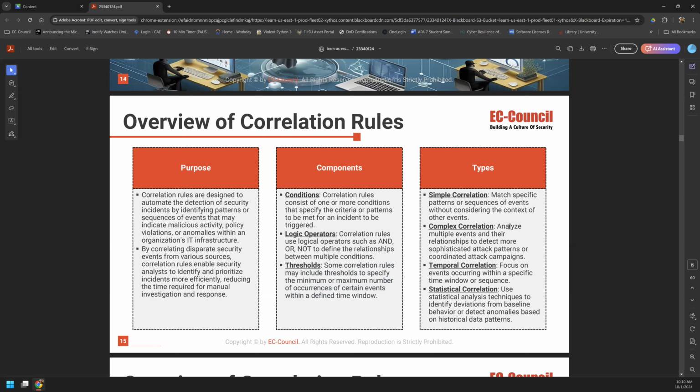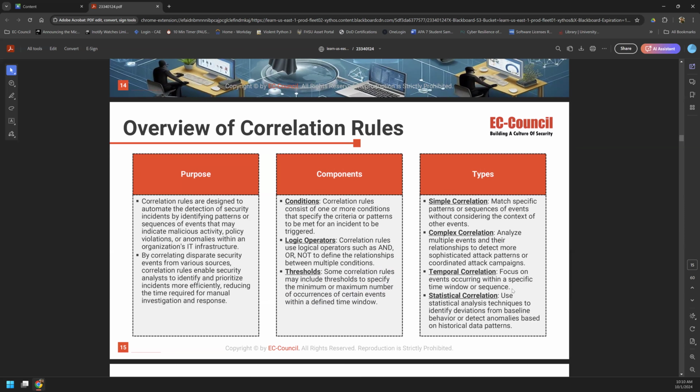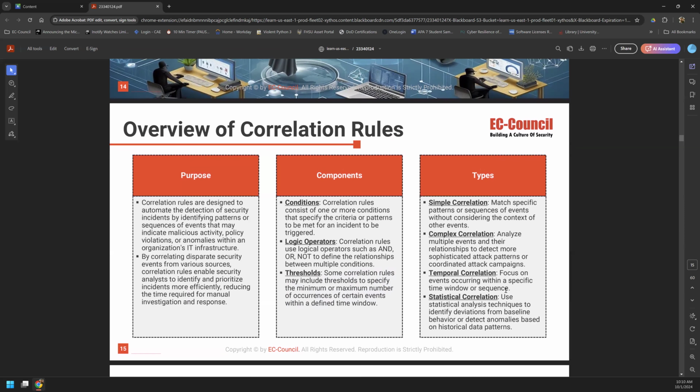There are different types of correlation, whether it's simply matching specific patterns or sequences of events without considering the context. We may want a complex one, which analyzes multiple events and their relationships to detect a more sophisticated attack. A temporal correlation is focused on events within a specific time window or sequence. And a statistical correlation is a technique for identifying deviations from the baseline behavior. This is pretty much what we noticed this morning on ours.